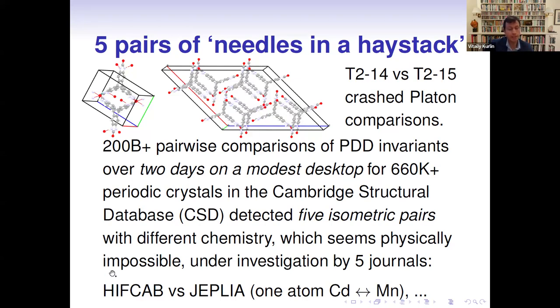The most striking example here is HIFCAP versus JEPLIAN. These are reference codes of the database where everything numerically was identical, but cadmium was replaced with manganese. And those of you who still remember some chemistry from school might realize that these atoms are rather different. Cadmium actually is rather toxic, so chemists told me. But more importantly, cadmium and manganese have atomic masses 48 and 25, so they have very different numbers of neutrons and protons in the nuclei. They're really different, so that's why this wasn't expected. And all crystallographers who looked at these examples agreed that this is physically impossible, because if you replace one atom with a different one, then something should change. Some coordinates should be perturbed at least a little bit.